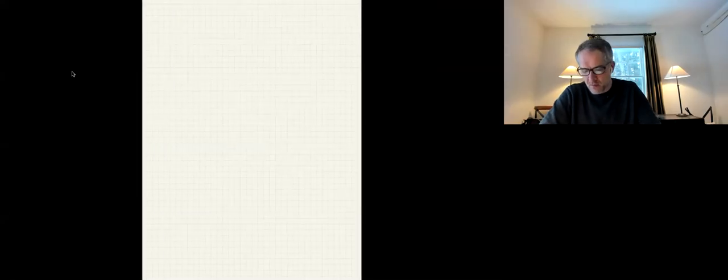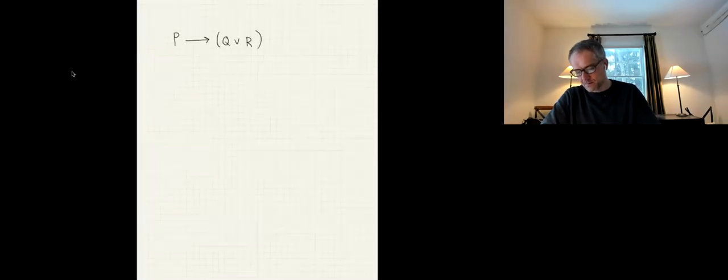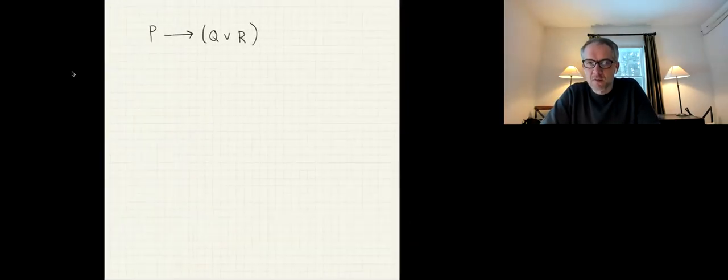Okay, so let's take a formula, a sentence. These are just synonymous in the current setting. When we get to predicate logic in the second half of the course, there'll be a distinction between sentence and formula. In propositional logic, what we're doing right now, these mean the same thing. Okay, so let's just write down a formula. Here's one that I've randomly taken off the shelf: if P, then Q or R. Okay, so that's a formula.